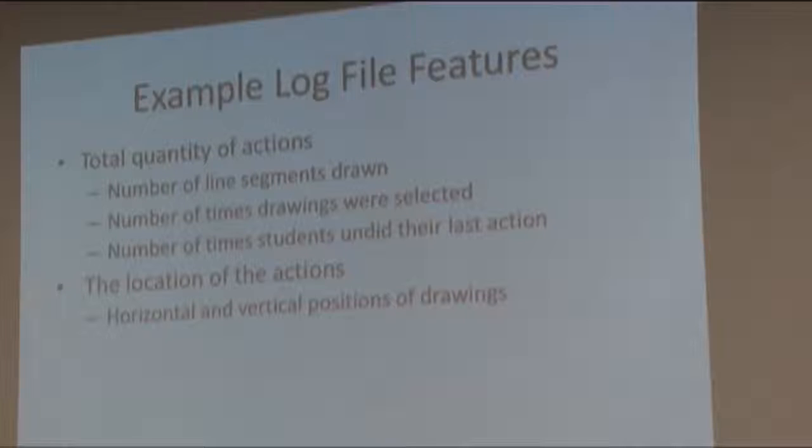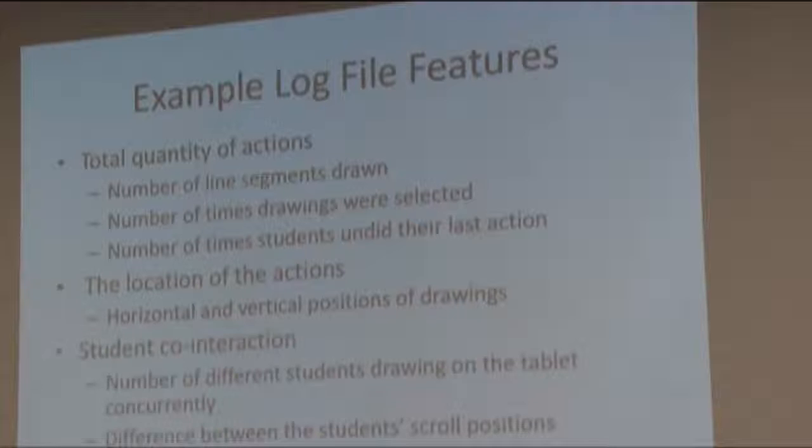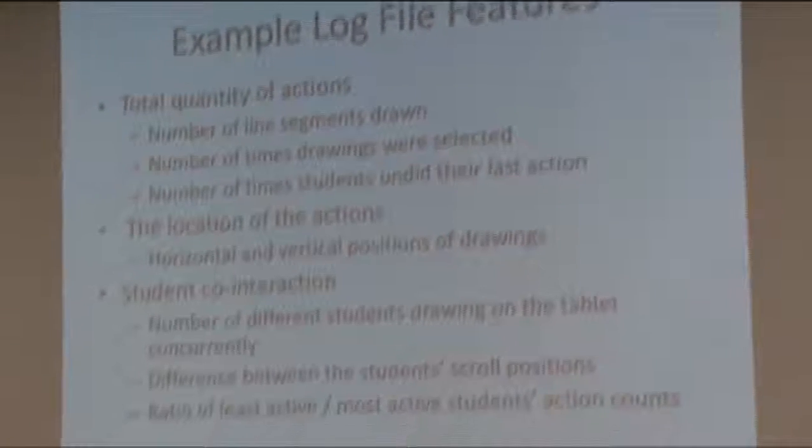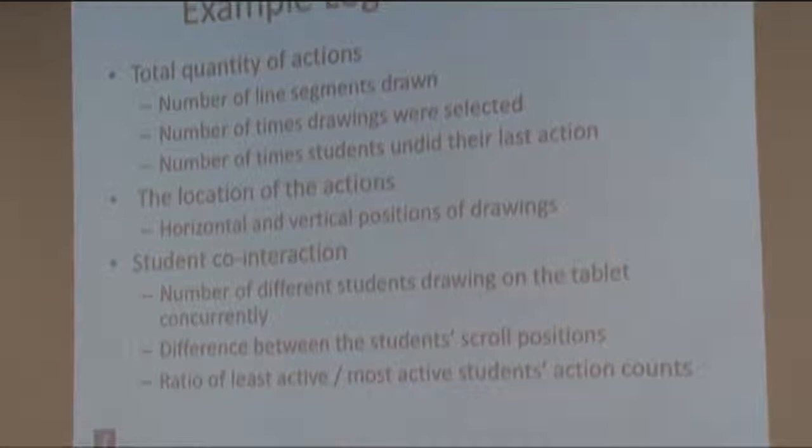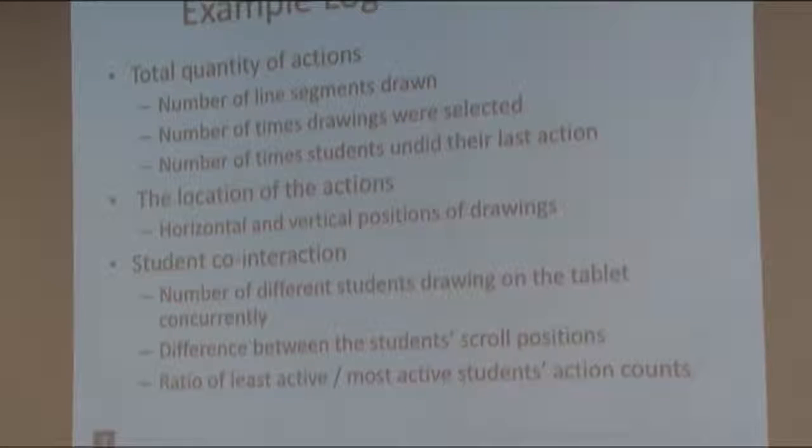The location of the actions, so the horizontal and vertical position of drawings, and then student co-interactions, so the number of different students who are drawing concurrently on the tablet, the differences between the students' scroll positions or even page positions, and the ratio of the least active to the most active students' actions. This is a very small sample of the vast number of things that you can pull from this.